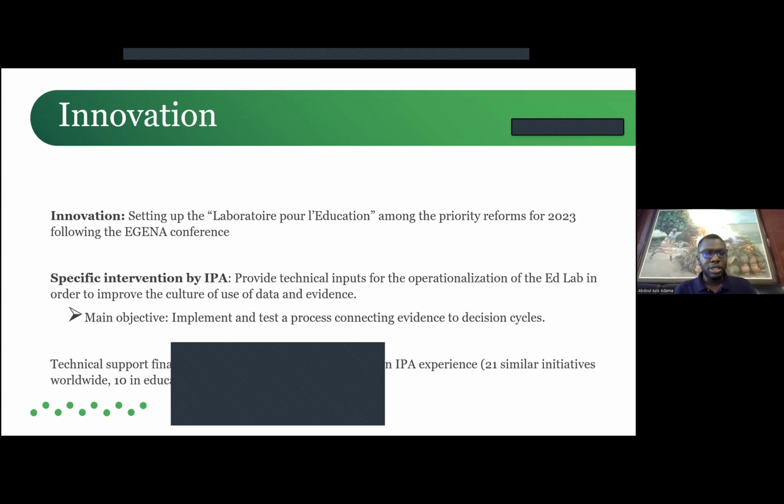IPA is closely working with the Ministry of Education to help in the operationalization of this unit, and making sure that the process on which the EdLab will be working allows data and evidence to be connected to decision making, and that those data are included in the decision cycle. We also have to say that this initiative is similar to 21 other interventions that IPA is supporting with other ministries in the world, and the case of Côte d'Ivoire is financed by the Jacobs Foundation.